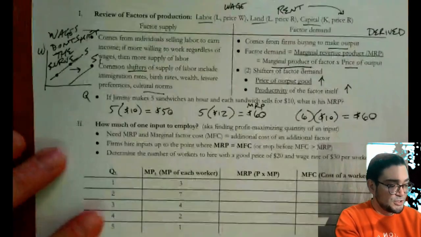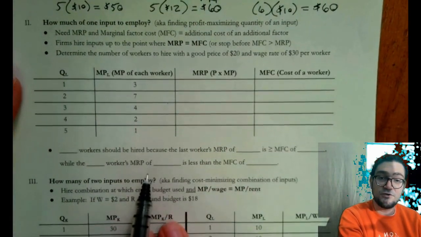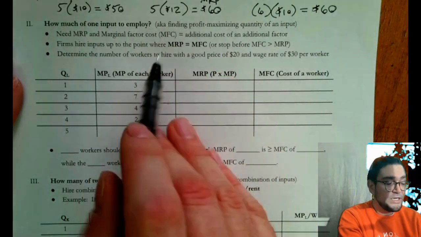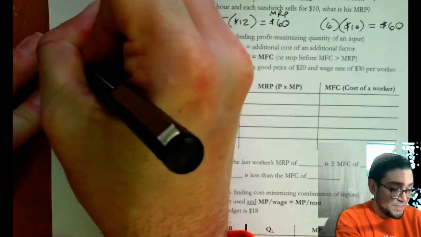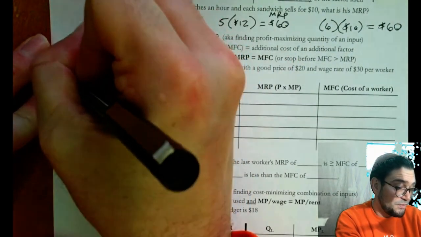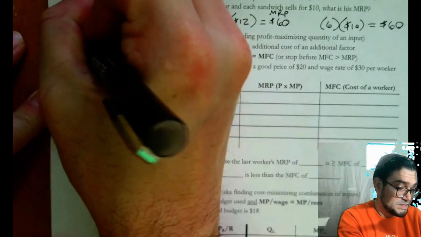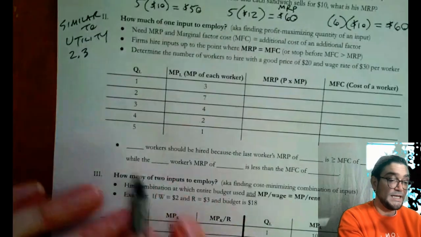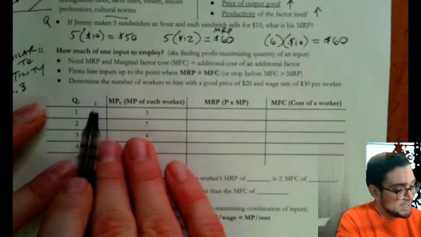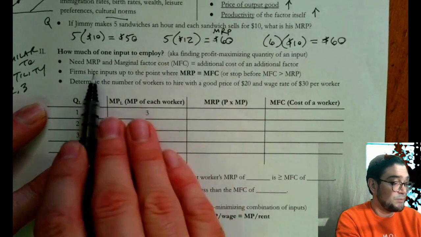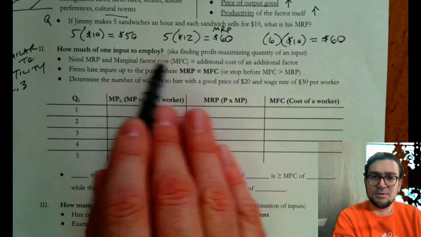Let's see how much of one type of input should we employ. So these two questions are how many of two inputs and how many of one input. These are very similar to the utility problems, utility from 2.3, I think it was 2.3. And so you're going to notice that as we're solving these, especially if you did really well with that. So how much of one employee to employ, we need to know the MRP, the value of the worker, and we need to know something called the marginal factor cost.